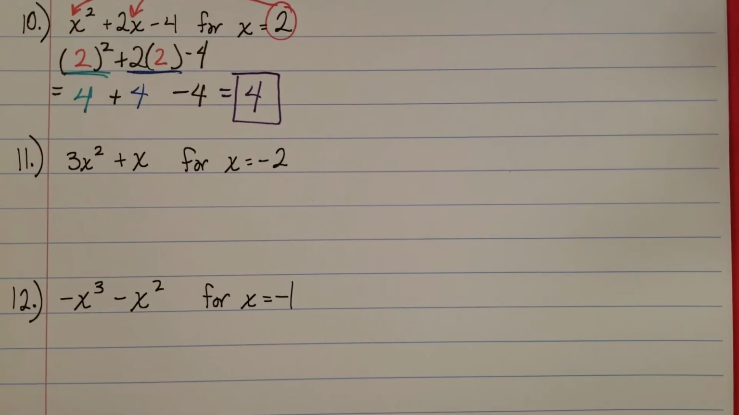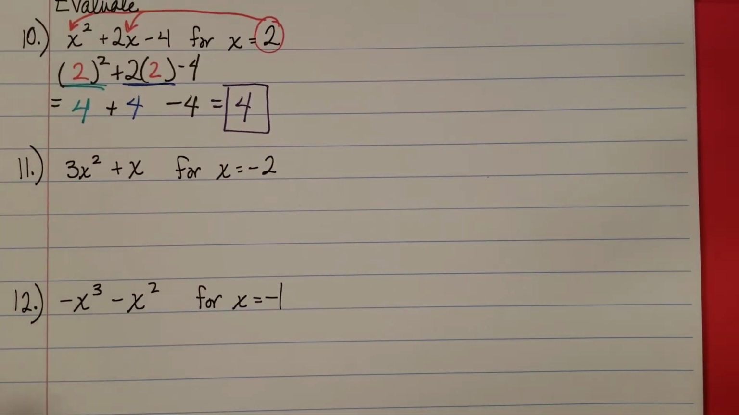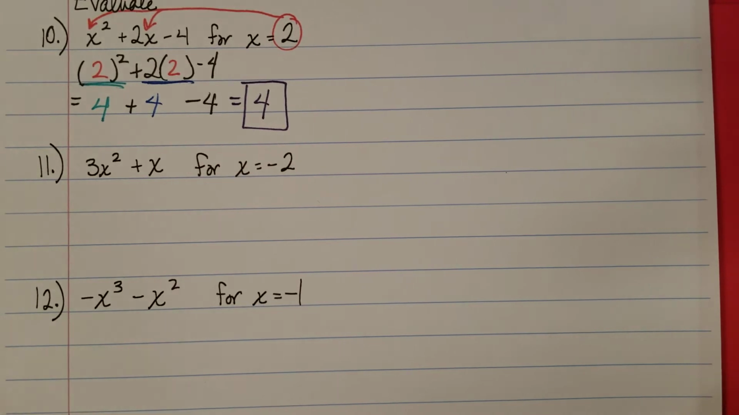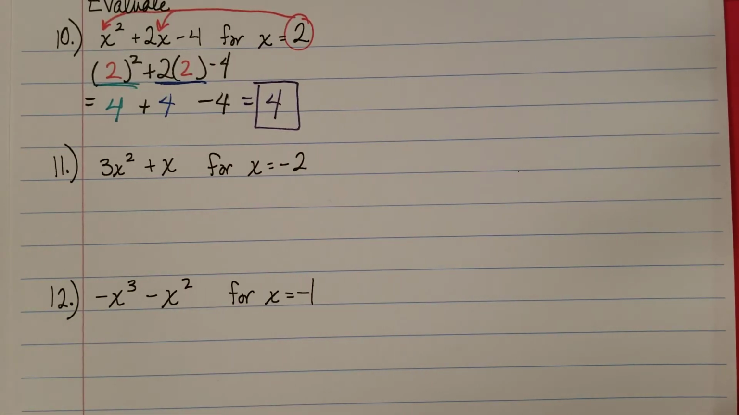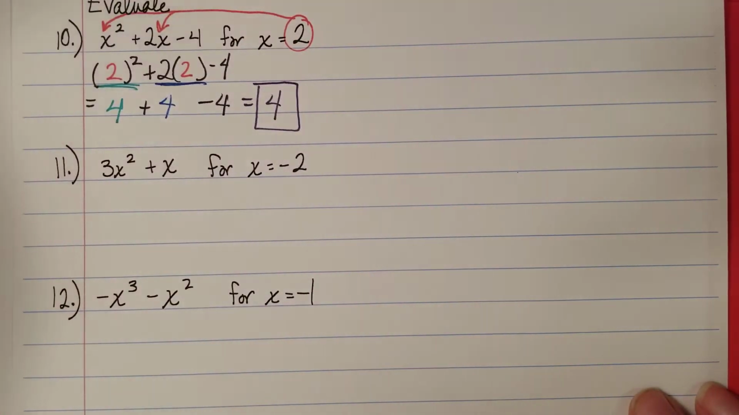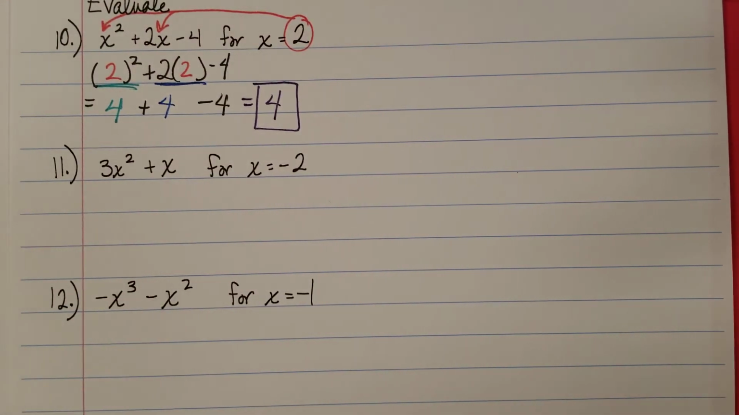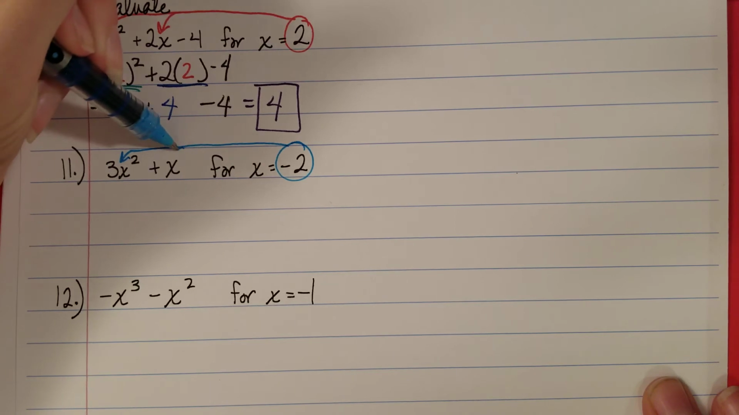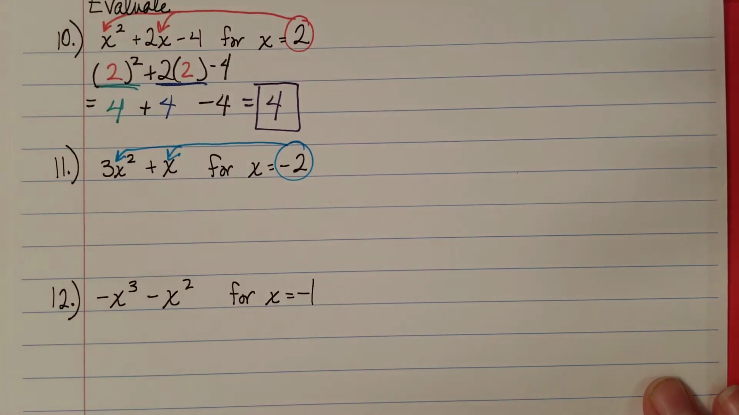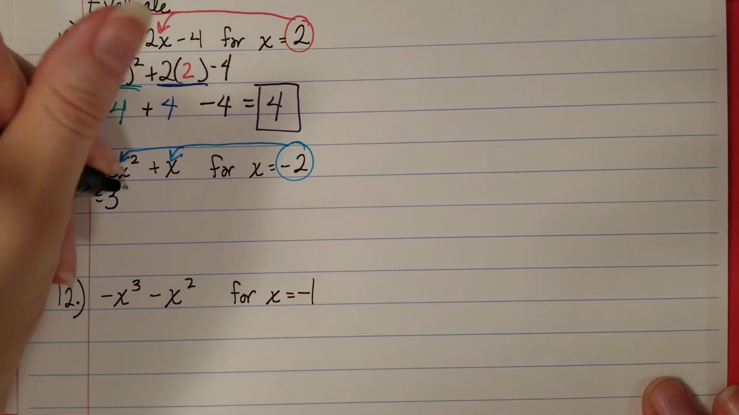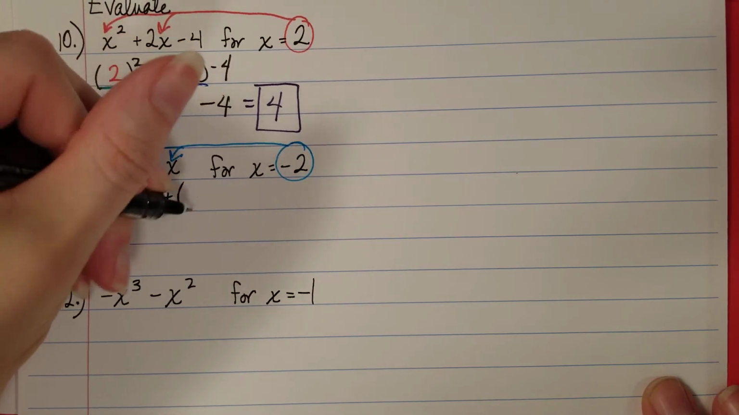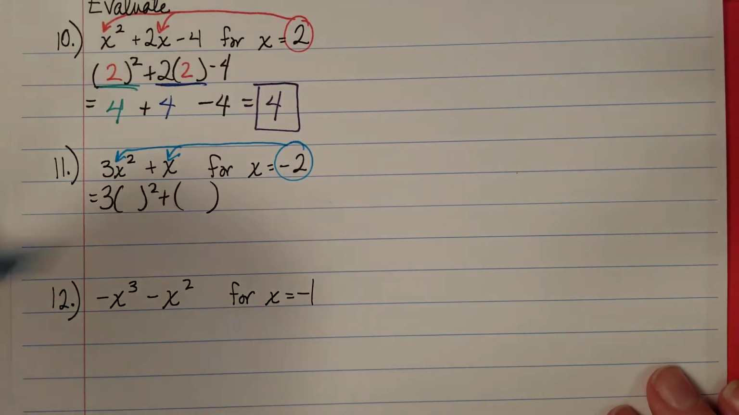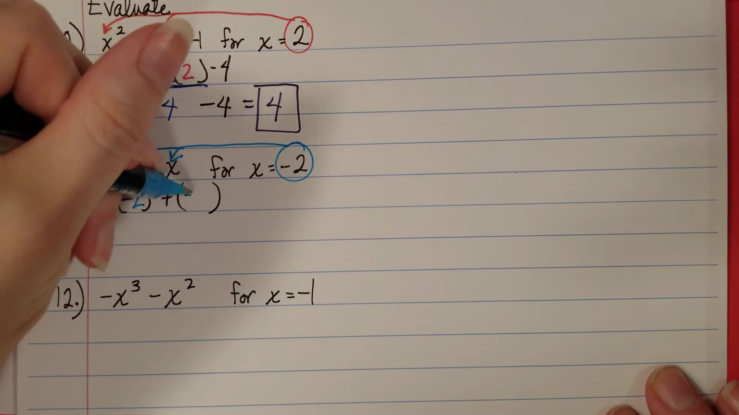All right. Number 11. Same type of thing. Okay, so we're going to evaluate the polynomial 3x squared plus x for x equals -2. Okay, so take that -2 and plug it in for each of those x's. Okay, so 3 times -2 squared plus -2.